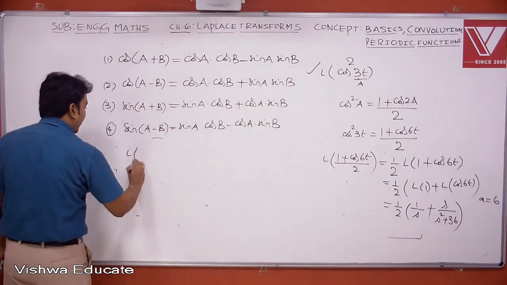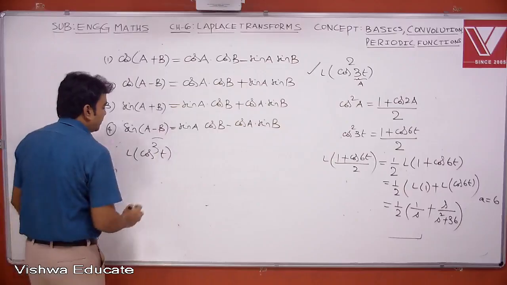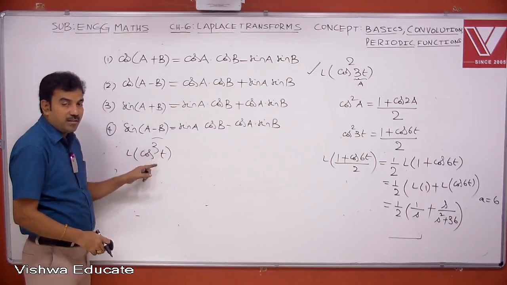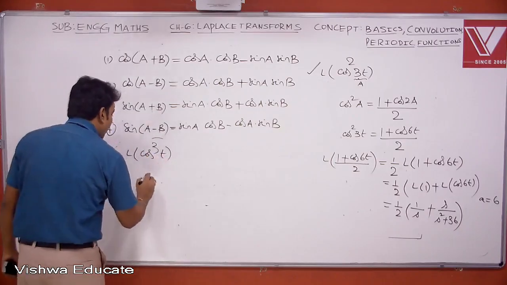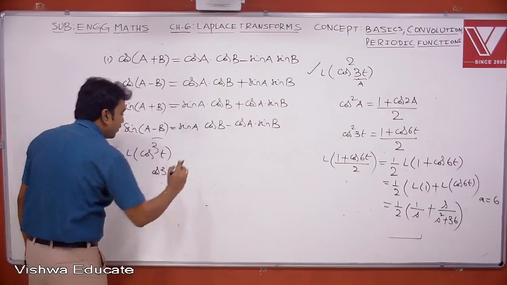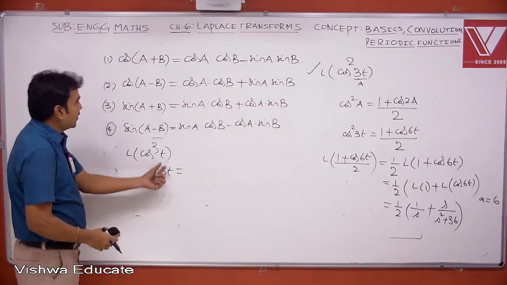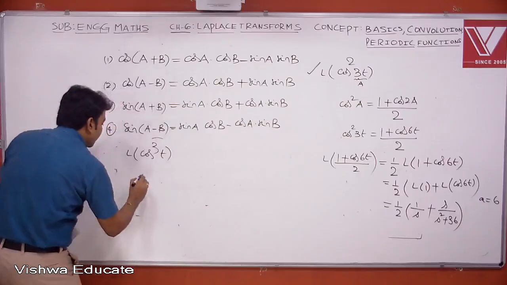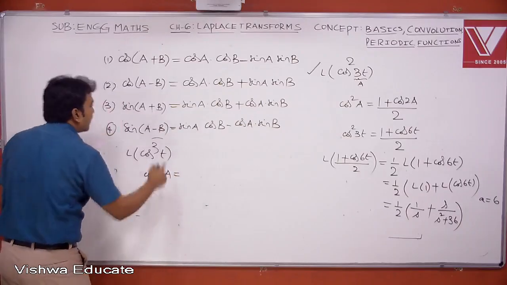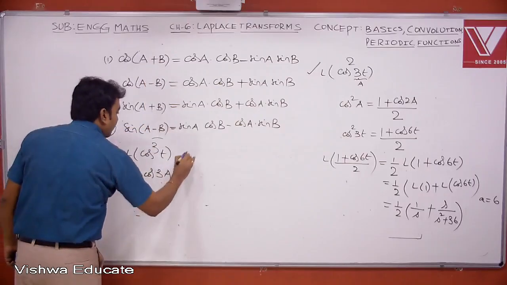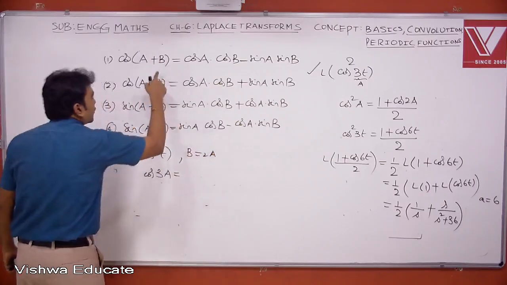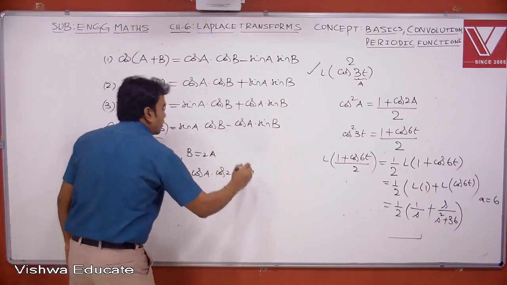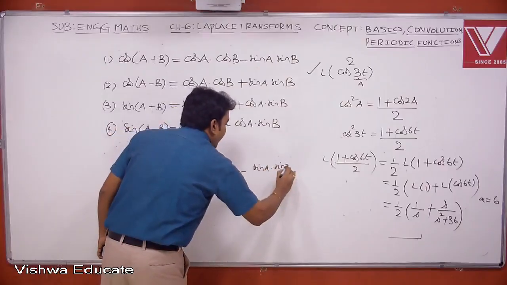Suppose you want to calculate Laplace of cos cube t. Earlier, to get Laplace of cos square t, we expanded cos 2a. Similarly, to apply Laplace of cos cube t, I will go for the cos 3a formula. Now let us see, to get cos 3a, here A and B is to be replaced by A. Here in cos 3a, B is replaced by 2a. So cos 3a equals cos a into cos 2a minus sin a into sin 2a.